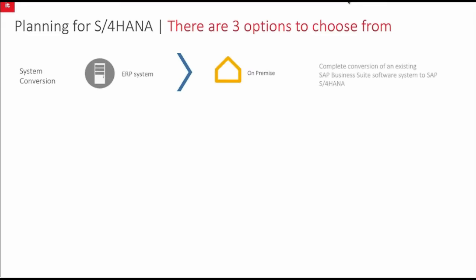So there are three options you can choose from when you plan for S/4HANA. The first one, which most people start with and most people consider, is what we term the system conversion. So you take your existing ERP system and you convert it to an S/4HANA on-premise solution. Now, this is where many people get slightly confused and start to call this an upgrade. Now, I just want to take a moment to explain why I'm not a fan of calling this an upgrade. Yes, you are taking a version of the software, you're running through a process, and you're coming out at the other end in the new version of the software.